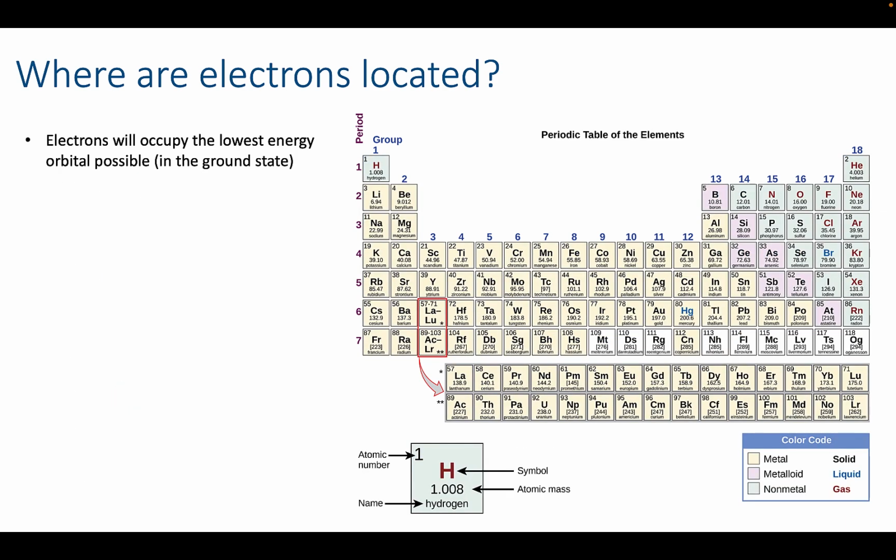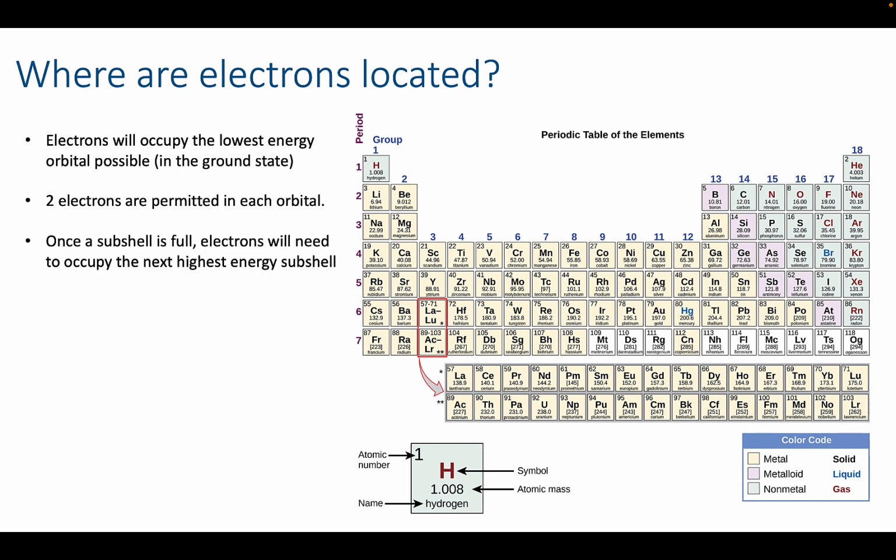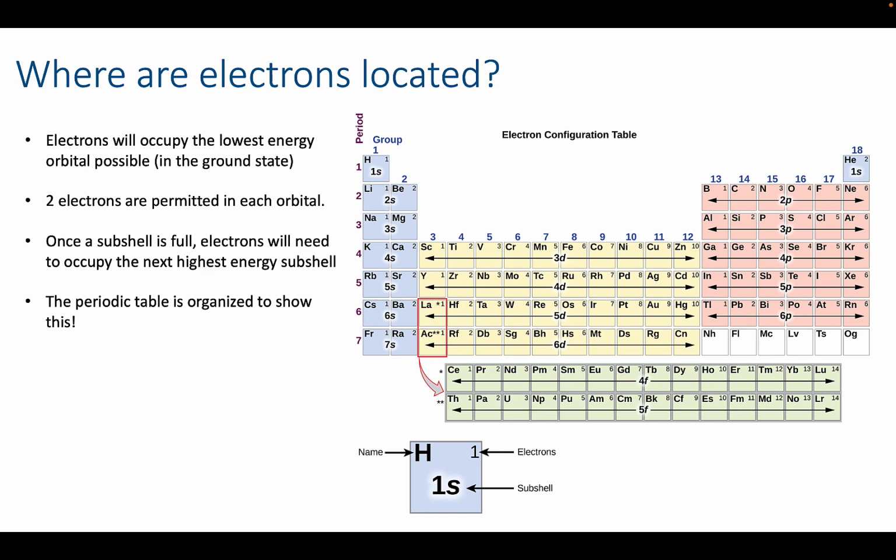Okay, so where are the electrons located? We've talked about the filling order, and they're basically going to want to occupy the lowest energy orbital. They only really occupy a higher energy orbital because the lower energy spot is already filled. 2 electrons are permitted in each orbital, and once the subshell is full, the electrons need to go to the next highest energy, and we can see what the order of these are from the periodic table.